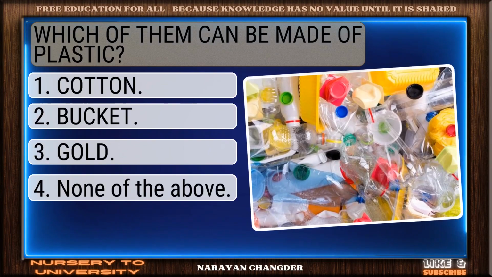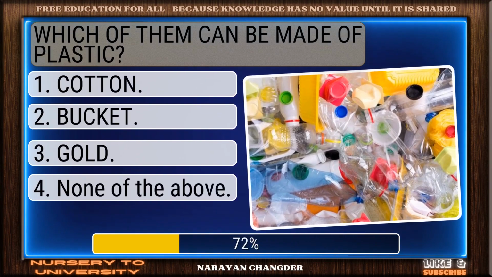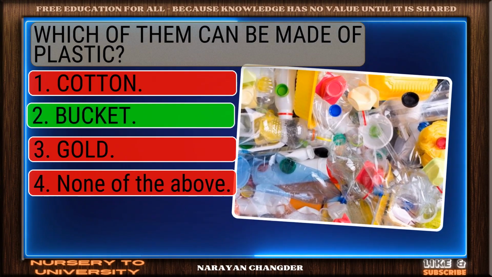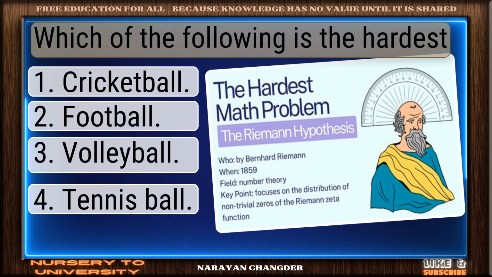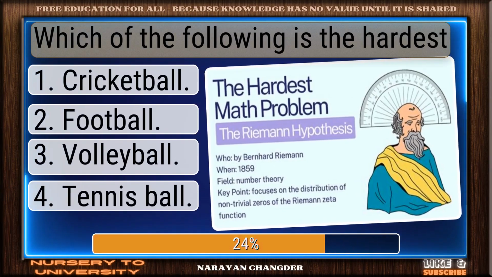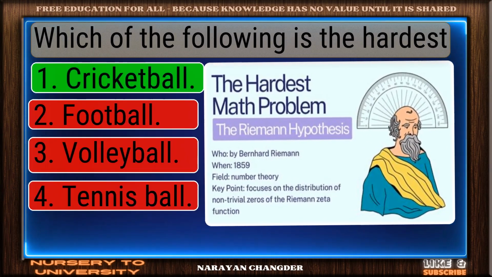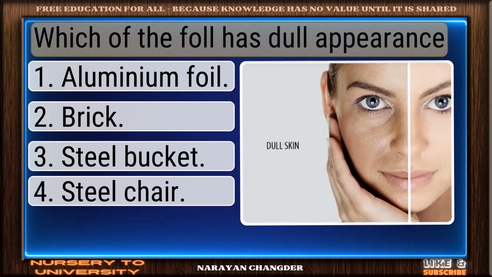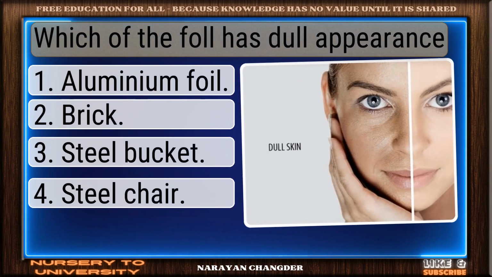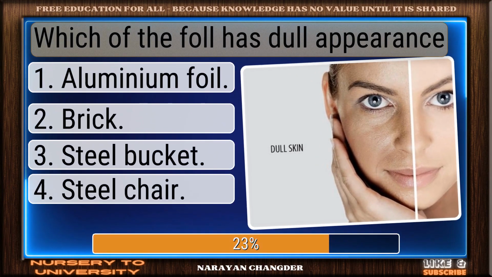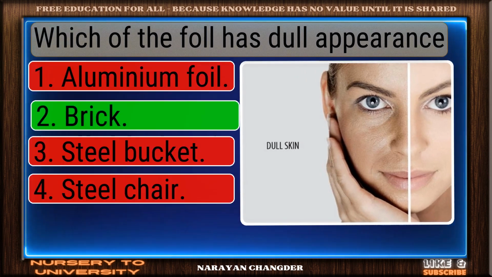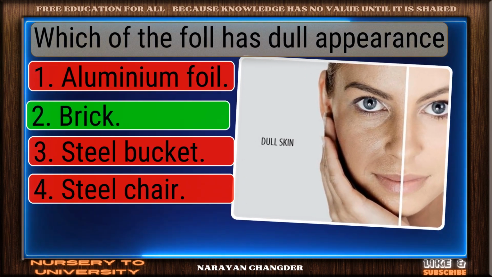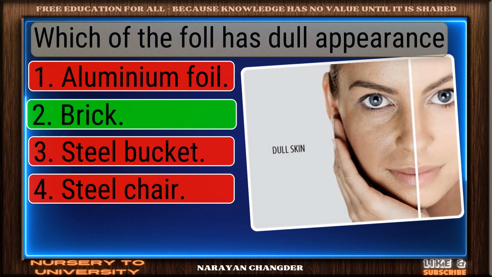Which of them can be made of plastic? Good job. Your answer bucket works well here. Which of the following is the hardest? Smart move. Cricket ball is an accurate answer. Which of the following has a dull appearance? Clear logic. Your choice, brick, is sound and 100% true.